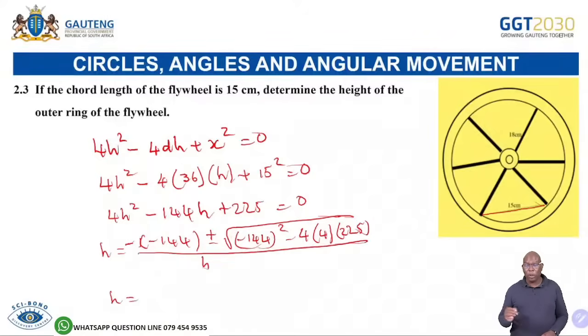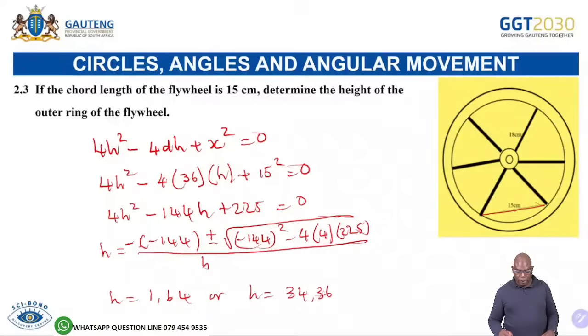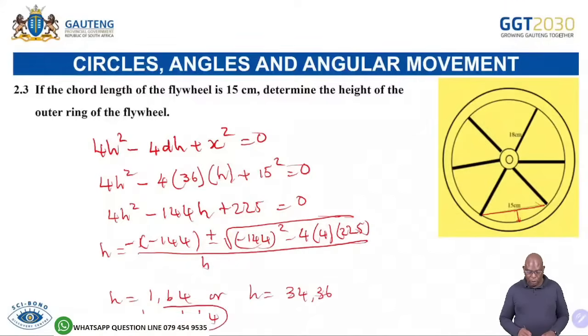So h, you're going to get two answers, which is going to be 1.64, or the other answer, h is 34.36. Now if I'm talking about the smaller height there of the flying wheel to the outer ring, it will be 1.64. It's very important that you write down the correct answer after getting these two answers. Okay. All right.